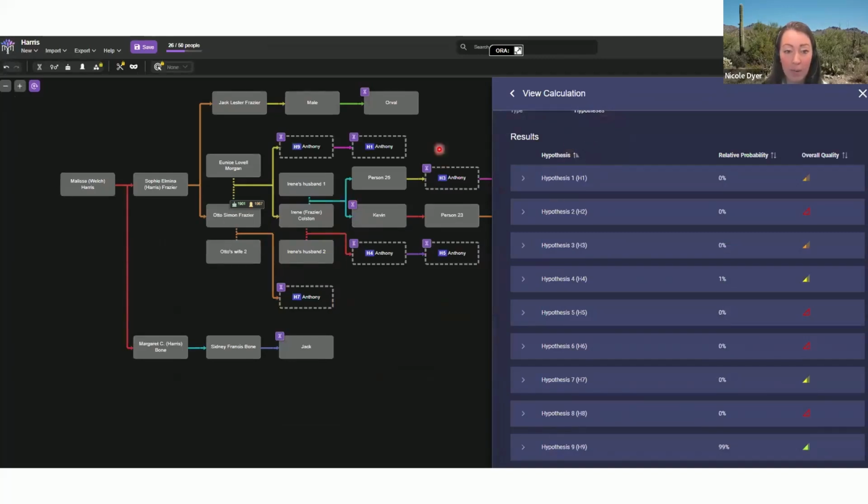So all of these different hypotheses, here's 3, all of them have a relative probability. And as you can see, most of them are 0, but there's 2 that are above 0, which is hypothesis 4, where we have a half-sibling relationship between Kevin and Anthony, and then hypothesis 9, where Anthony is the uncle of Kevin. So both of those were above 0, but hypothesis 9 was much higher with 99.